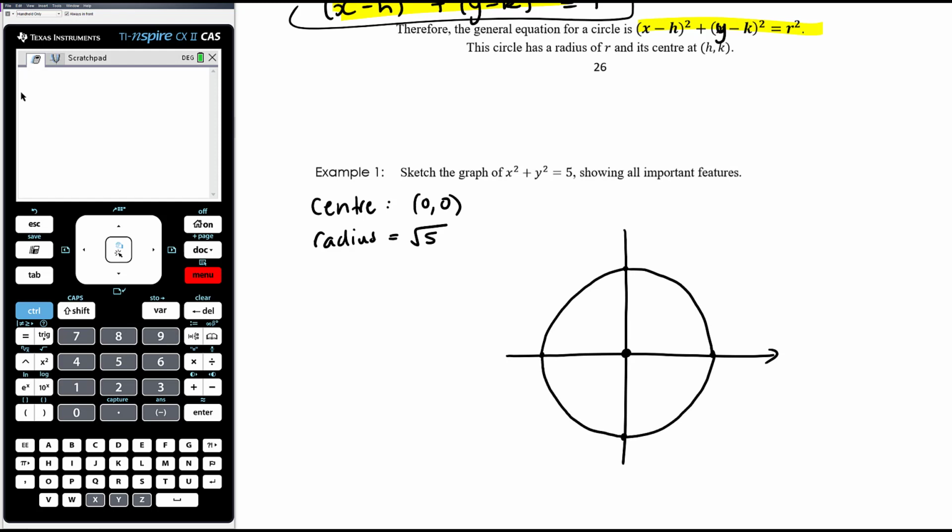Okay, so if the radius is root 5, this is the point root 5, 0. This is the point negative root 5, 0. This is the point 0, root 5. And this is the point negative root 5, 0. And there is the graph of our circle. Centre is the origin, so we don't technically need to label it. All axis intercepts are labelled.